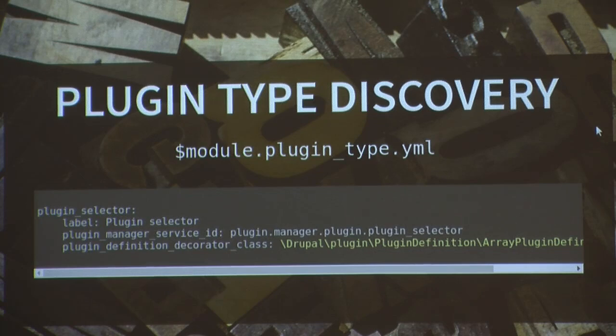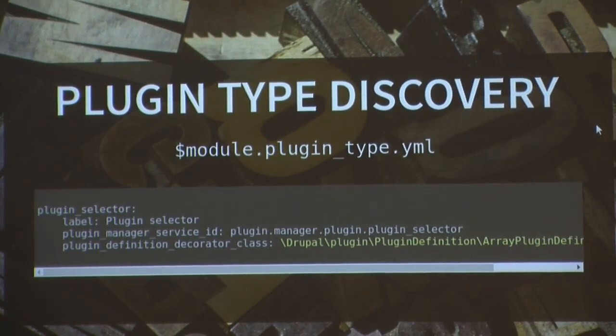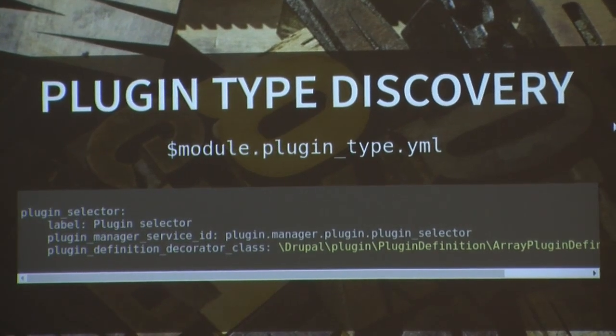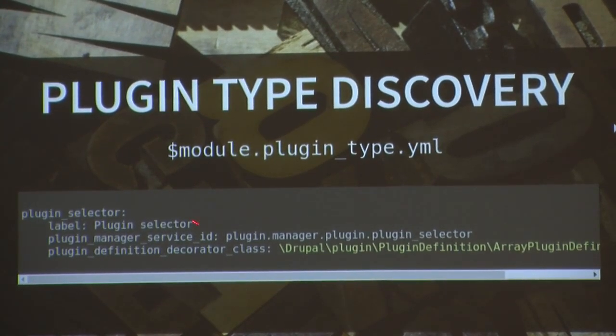So this is an example from the plugin module itself. It provides a plugin selector plugin type. The label, and here we see that we give the system the ID of the plugin manager service so that we know, like, oh, I want to work with plugin selector plugins. Give me the plugin manager. It can automatically get the right service from the container.